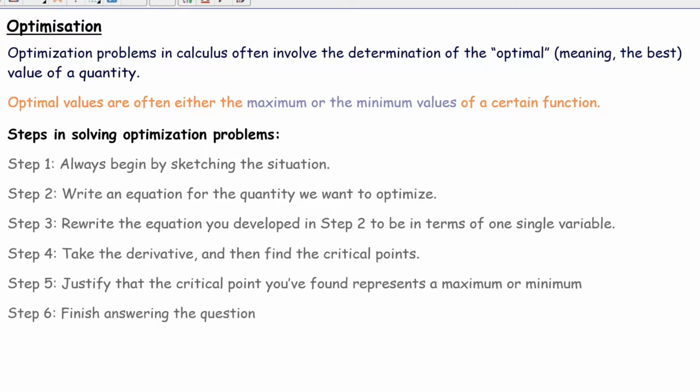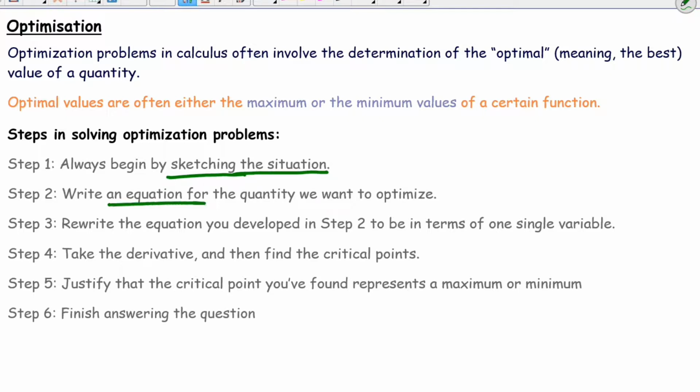Optimization problems in calculus often involve finding the maximum or minimum values of a quantity. Now, the steps involved in solving these problems are shown here. Step one is usually sketching. If you're not given a sketch, then you have to sketch the situation to know what's going on.